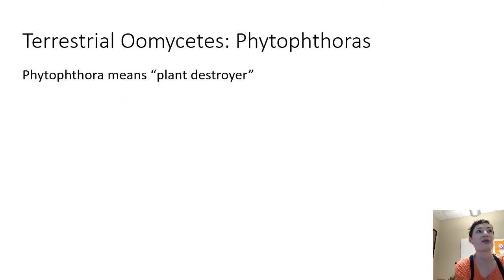So our aquatic ones are mostly just decomposers, but the ones that have moved on land are primarily parasites. The important group of those that I studied in grad school a little bit are the Phytophthoras. Phyto means plant, and this crazy ending, phthora, means destroyer. So that's going to be an important part of what they do.